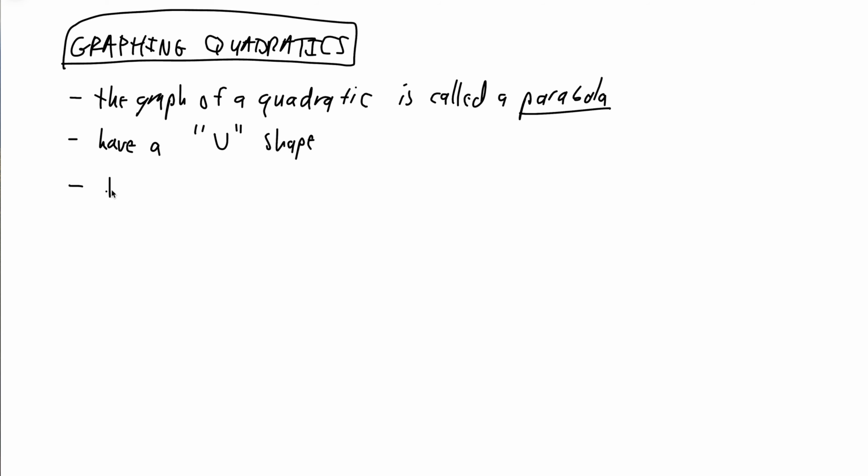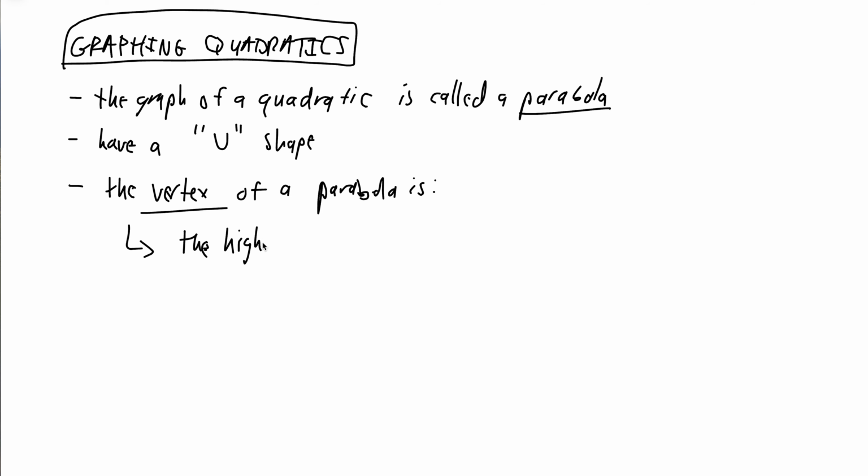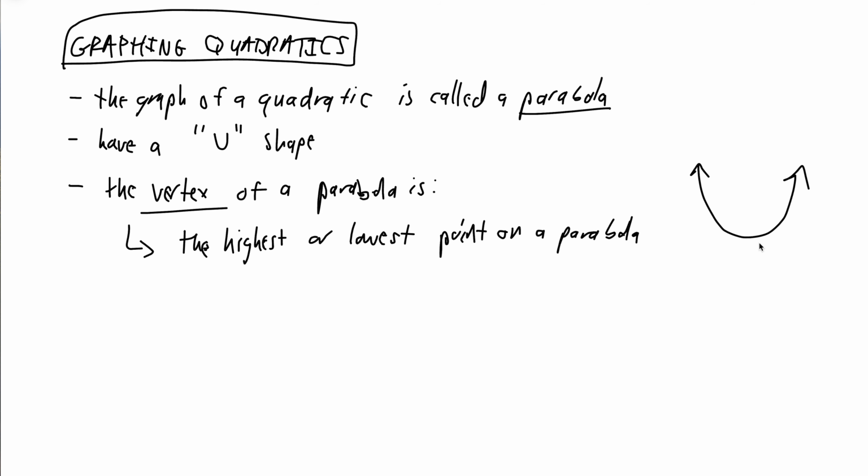We also want to take a look at what we call the vertex of a parabola, okay? So the vertex of a parabola is a couple different things. The one, we're going to call this the highest or lowest point on a parabola. Okay. So again, if I were to draw a parabola, let's say it opens upward, the vertex would be right here, right? It would be, in this case, the lowest point.